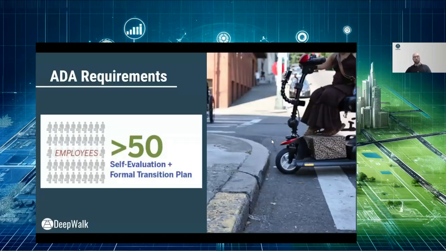So the basic ADA requirements are if you have more than 50 employees in your municipality, including part-time, you're required to do a self-evaluation, so some sort of proactive assessment of your sidewalk system, and then use that information to make a plan to address the issues that you found in your self-evaluation.